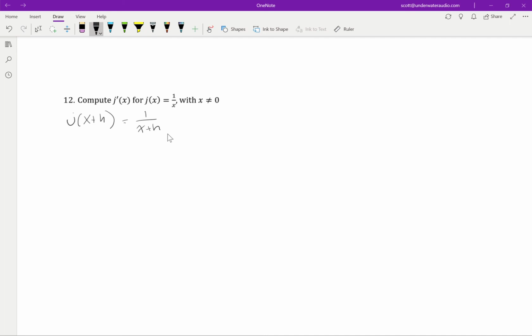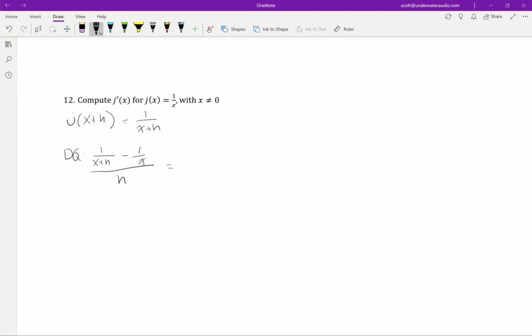And then the difference quotient, dq, that's going to be 1 over x plus h minus the original function, which is just 1 over x. And then all of that gets divided by h.